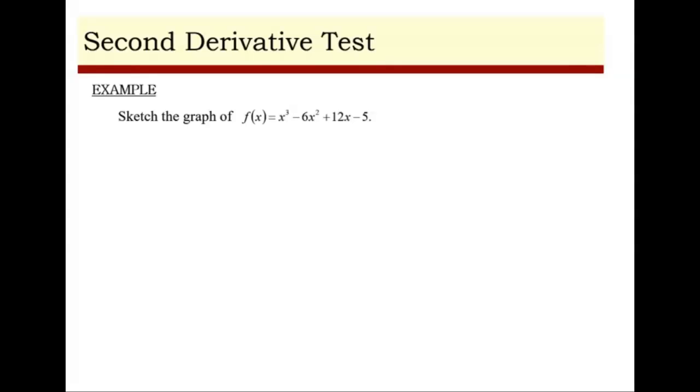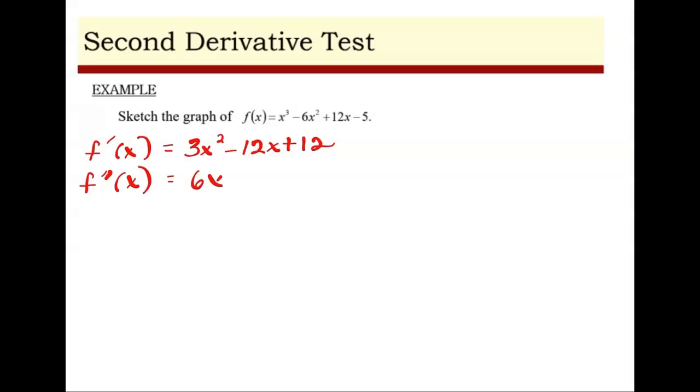Let us now sketch the graph of f of x equals x cubed minus 6x squared plus 12x minus 5. The first thing we're going to do is take the first and second derivative of the function. That will give us f prime of x equals 3x squared minus 12x plus 12. And then taking the second derivative, f double prime of x, we get 6x minus 12.